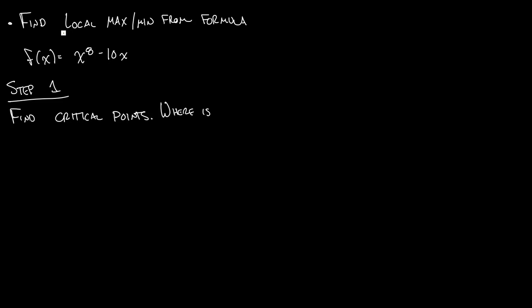So when we're looking for local mins and maxes, the first step is we need to find the critical points. Local mins and maxes always occur at critical points, so we'll start with that. Remember, we're looking for where f prime of x is equal to 0. So we'll start by taking the derivative: f prime of x is equal to 8x to the 7th minus 10, and we want to know where this is equal to 0.